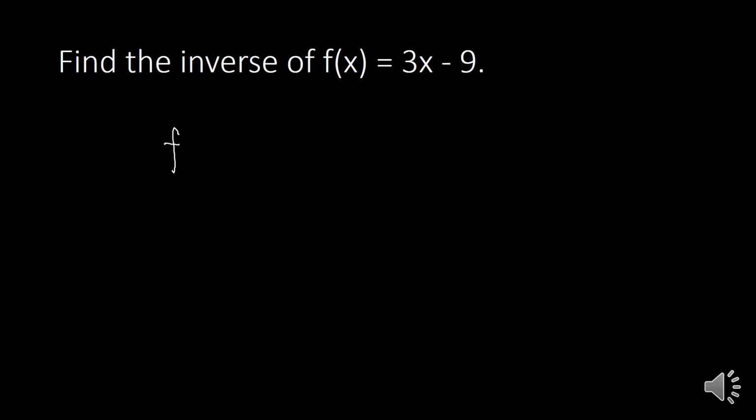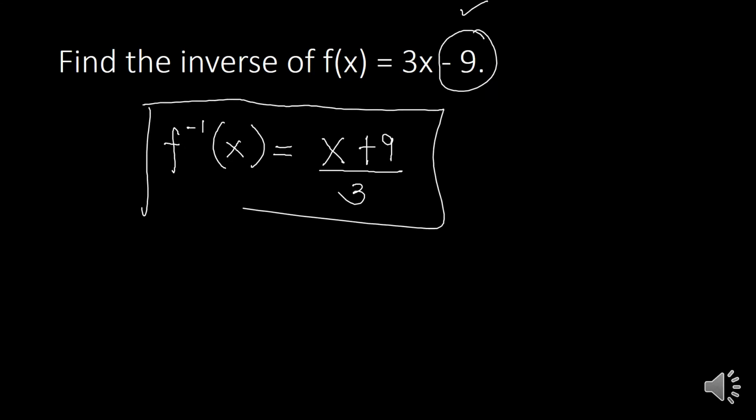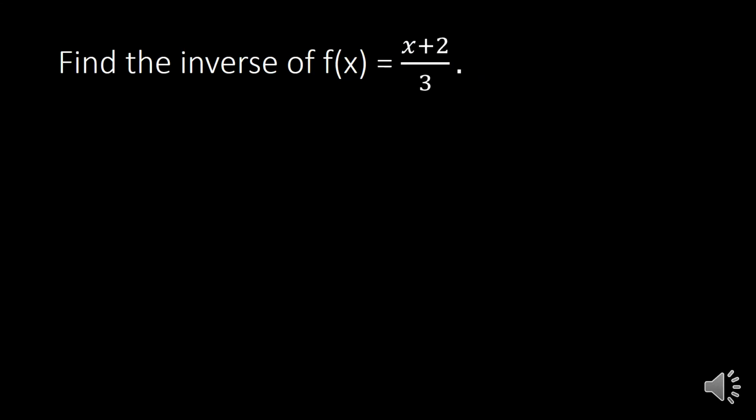We'll start off with writing the notation f to the negative 1 of x. That will be equal to, we'll start with an x, and then we do PEMDAS in reverse mode. That will be minus 9. The inverse of that is plus 9. And then we're done with this. We go for multiplication. We are multiplying by 3. The inverse of that is simply dividing the entire thing by 3. So there you go with the inverse of your function. Next we go for that one.